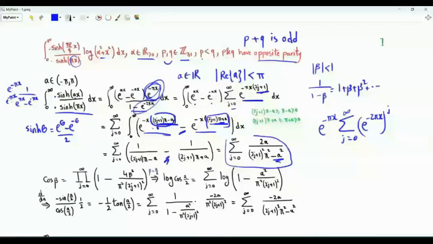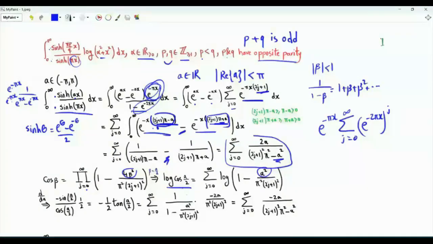We recall the product formula for cosine. Cosine beta is the product j from 0 to infinity of 1 minus 4 beta squared over pi squared times 2j plus 1 squared. Set beta equal to a over 2. Then take the natural logarithm of both sides. On the left-hand side, we get log cosine a over 2. The logarithm of the product is a sum of logarithms. 4 beta squared is equal to a squared.